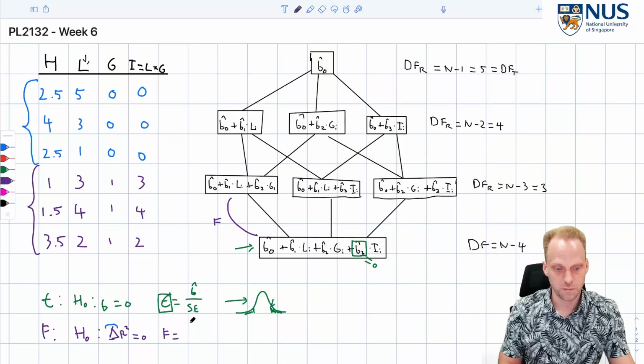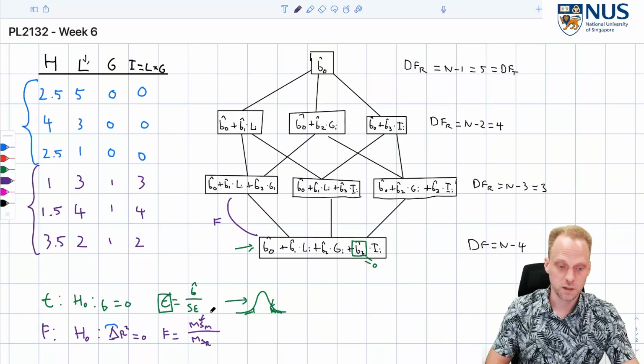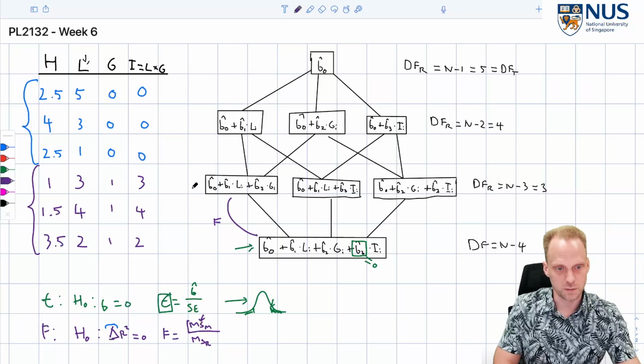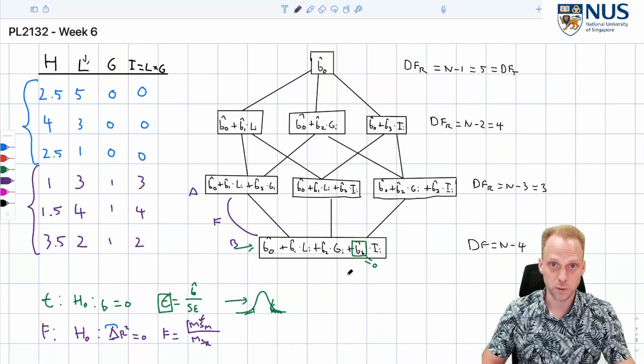We compute f by dividing the mean square of the regression we're interested in by the residual mean squares. Let's call it mean square S. So to compute this f statistic, we need these mean squares that are explained by the models. Actually, that's the difference between two models. Let's call this model A and this model B. Then we can calculate the residual sums of squares over both models.